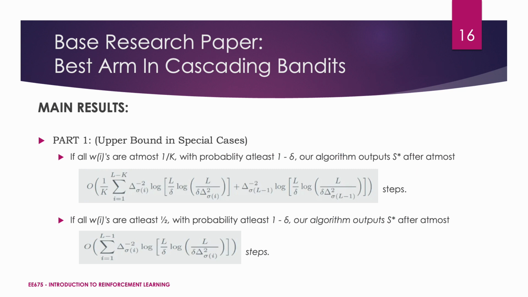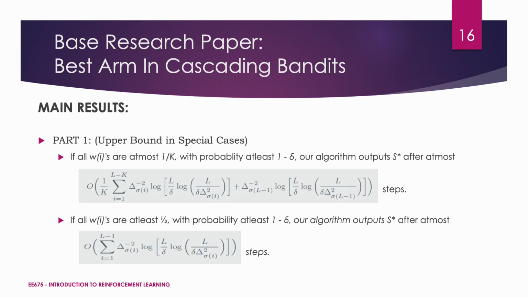In this slide, I have shown some of the important results given in the research paper. The first one is the upper bound on the time complexity, which is given in two special cases. In the first case, all click probabilities are taken to be small, that is, they are not greater than 1 by k. In the next case, all probabilities are large, that is, they are at least 1 by 2, that is half, and a bound is created based on this.